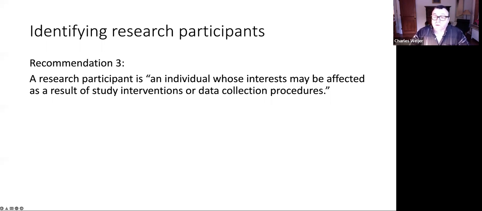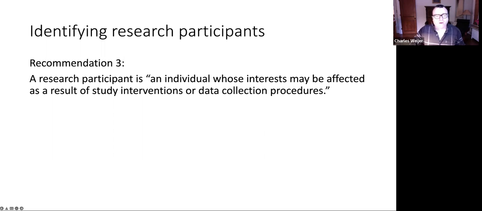First, it defines a research participant broadly. It says a participant is an individual whose interests may be affected as a result of study interventions or data collection procedures. Okay, well, that's a pretty broad definition.